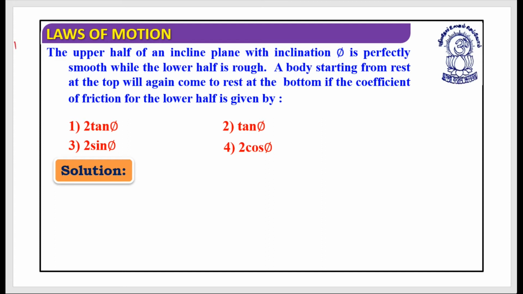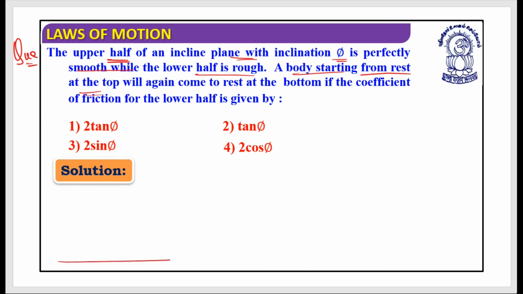It says that the upper half of an inclined plane with inclination phi is perfectly smooth, while the lower half is rough. And it says that a body starting from rest at the top will again come to rest at the bottom if the coefficient of friction for the lower half is given by. Now look at this, we were talking about this only, that they are going to only describe the situation, they are not going to have any diagram.